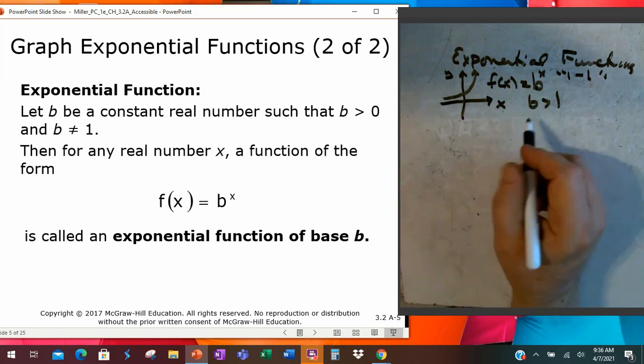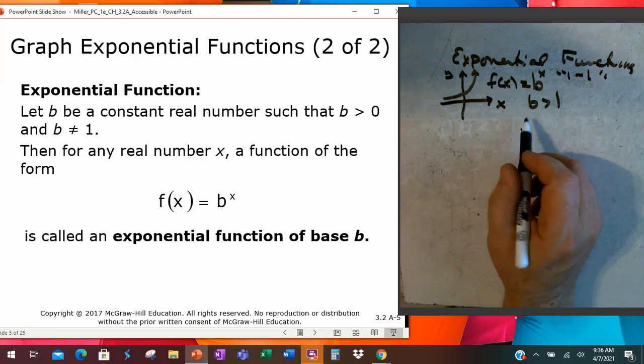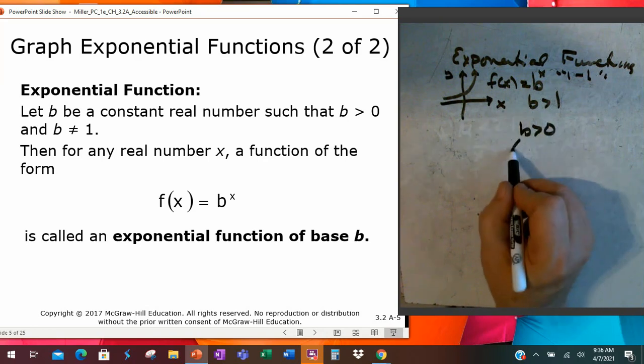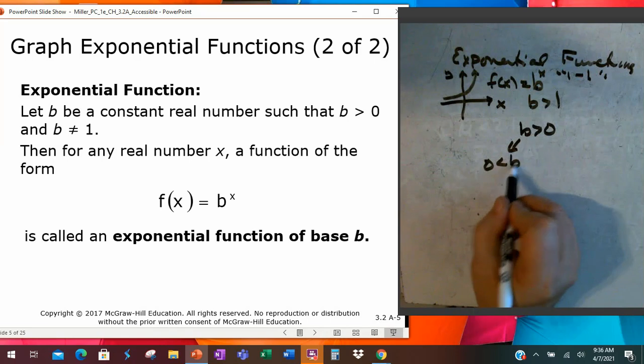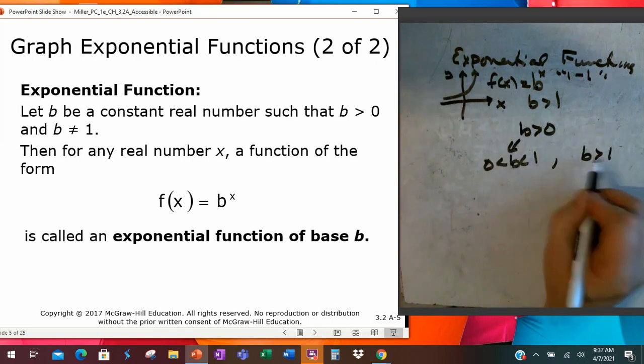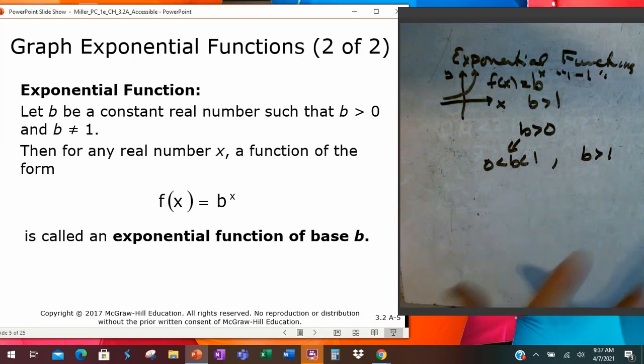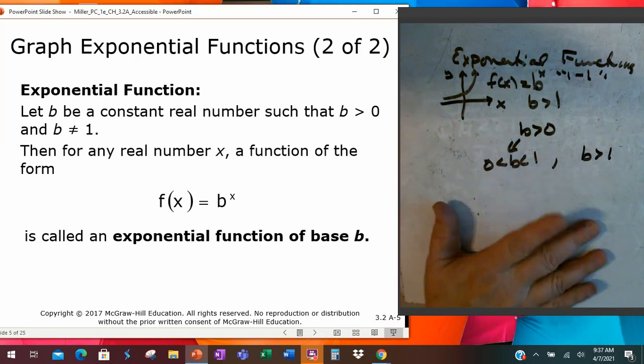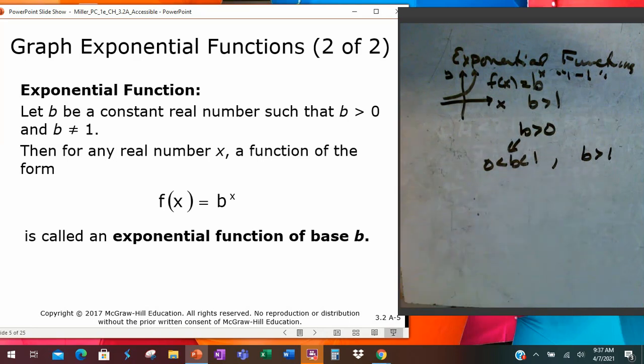So let me put the full version: b is greater than 0. There's going to be two classes, 0 less than b less than 1, which is going to look a little differently, and then b greater than 1. So there's actually two separate classes that are going to look like two separate graphs. Okay, this is an exponential function: f of x is equal to b to the x. The exponent is the variable, and the base is b. That's the number like 2, 3, 4, 5, whatever we need.